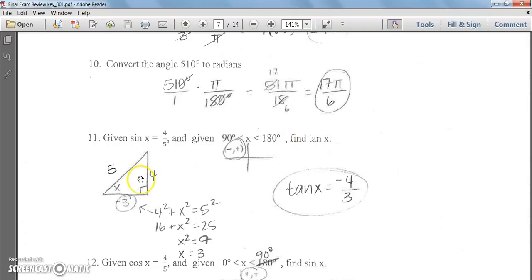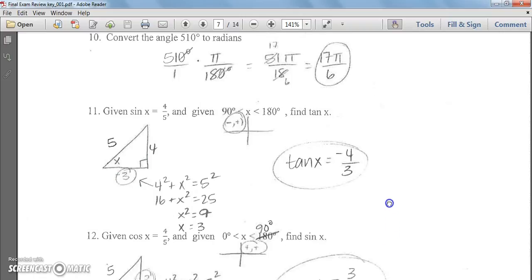Alright, given this value here, sine is 4 over 5. Alright, opposite 4, adjacent 5. But the angle is over here in the second quadrant. That means that my x is negative. That's negative root 3. So what's tangent? Tangent is opposite 4 over adjacent negative 3. So negative 4/3.